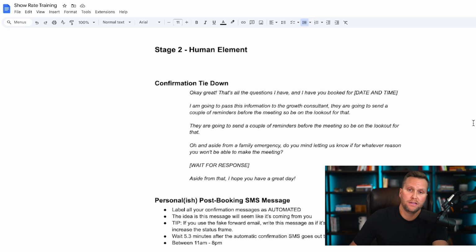Now, and this is the big key part, right? This is the confirmation tie down. Now, aside from a family emergency, do you mind just letting us know if for whatever reason you're not able to make the call? And then you could go on to say, because these calls are highly sought after, and there's a lot of people that are showing up to the calls, right? Or you could just leave it like this. Oh, hey, listen, aside from a family emergency, do you mind just giving us a heads up if for whatever reason you're not able to make the call?